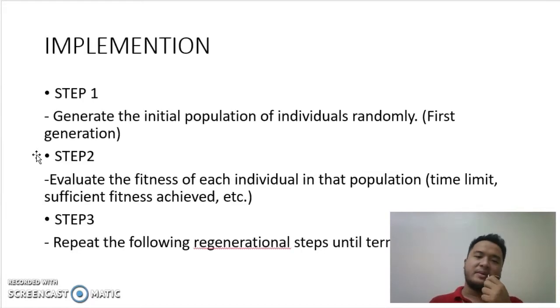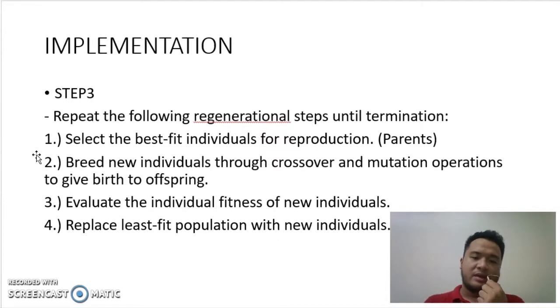So how is it implemented? Step 1, generate the initial population of individuals randomly. This is the first generation. Step 2, evaluate the fitness of each individual in the population. For example, the time limit, sufficient fitness achieved, and so on. Step 3, repeat the following generation steps until termination. These are the steps in step 3.